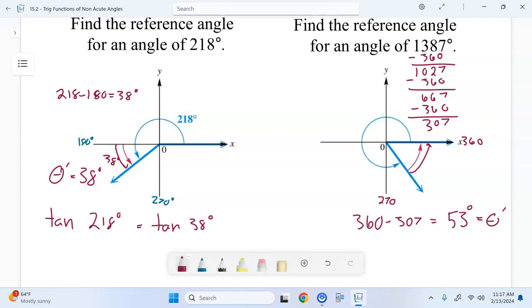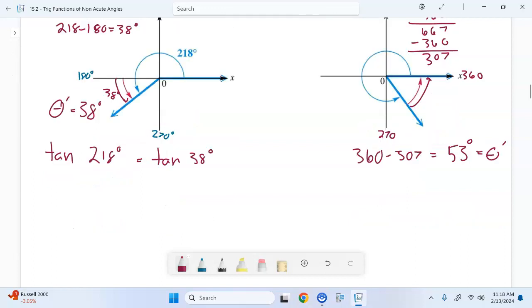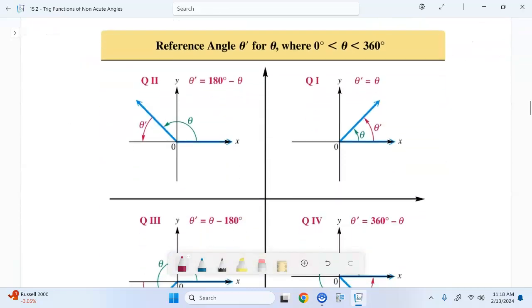What we're doing is we're taking the angle measure, theta, and we're finding the difference between theta and the x-axis. Subtraction. So we're either going to take 180 degrees and find the difference between it and theta, or we're going to take 360 degrees and find the difference between it and theta to get our reference angles. And so that's what this chart kind of breaks down.